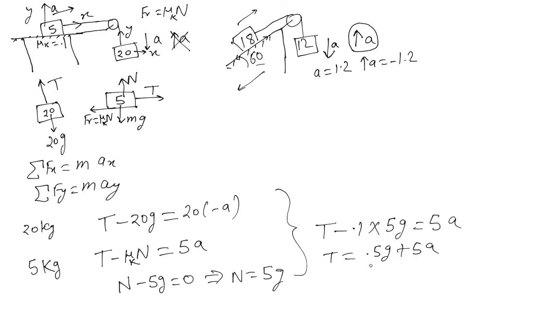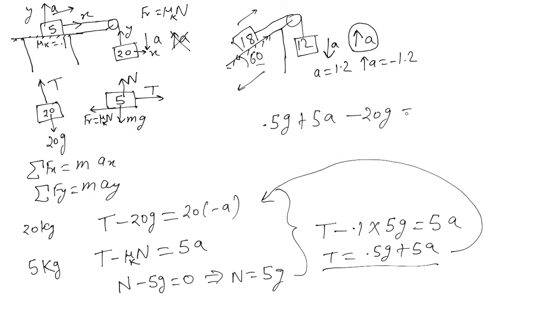Okay, now use this equation and substitute it here. So what do you get? You get 0.5g plus 5a minus 20g equals minus 20a. And if you rearrange this, you get 25a equals 19.5g. That gives you a equals 19.5 over 25.